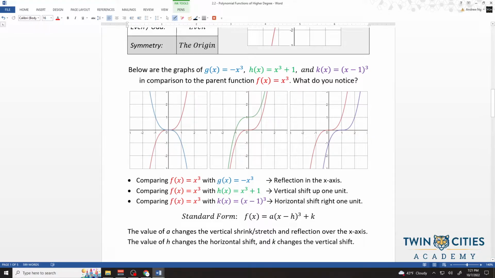This green one in the middle is x to the third plus 1, which means that we've taken every single point on my parent function and we've just shifted them up 1 unit. So we've translated this up 1 unit. And here, x minus 1 in parentheses to the third power. This is bringing everything to the right 1 unit. The standard form here is f of x equals a times x minus h to the third, and then plus k.